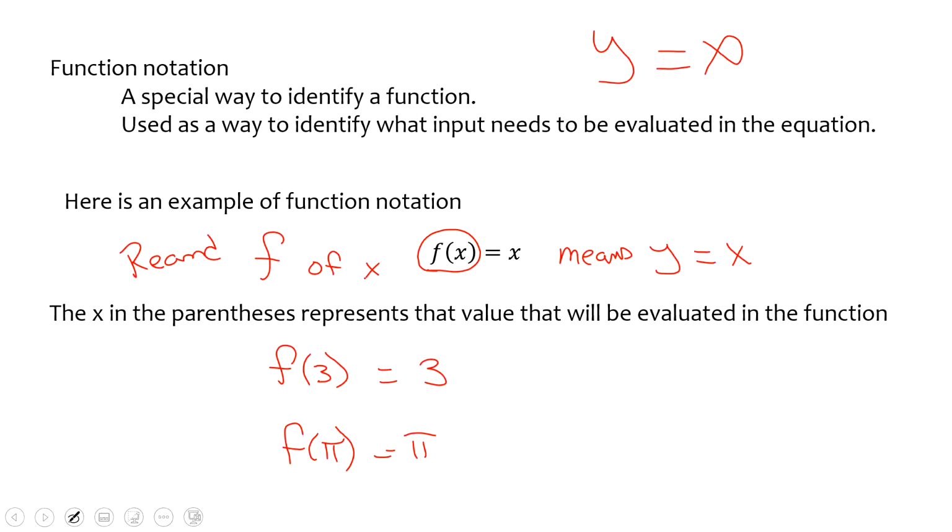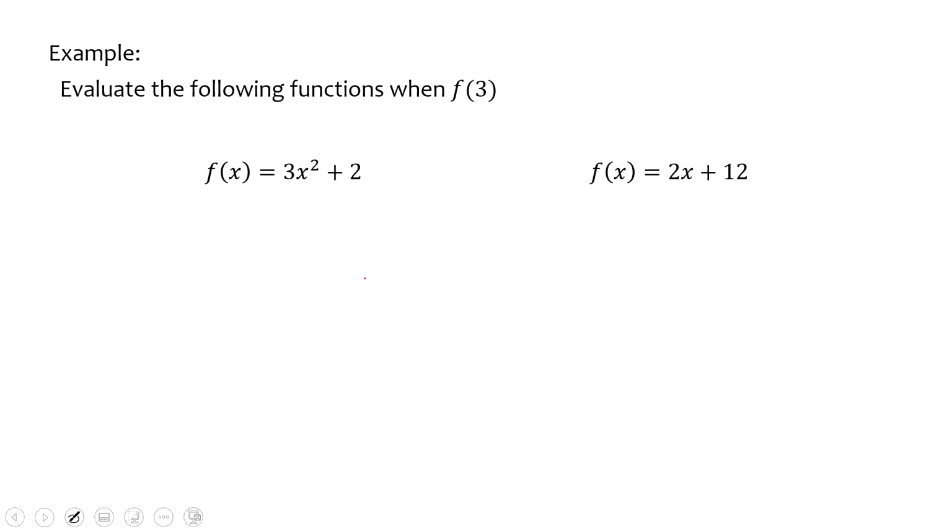Does that make sense? Okay. So it's kind of looking at an example. We have two f of x functions. We have f of x equals 3x squared plus 2, and we have f of x equals 2x plus 12. And we're told to evaluate the following functions when x is 3. So they're telling us, in that notation f of 3, we want you to plug 3 in wherever you see x in each of those statements.